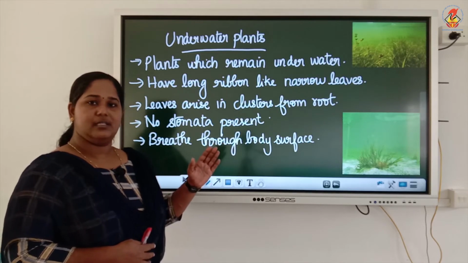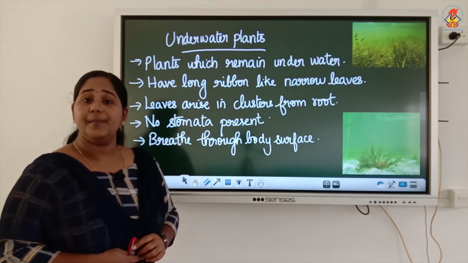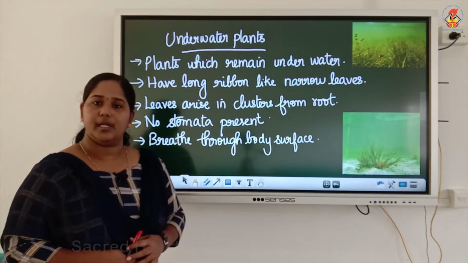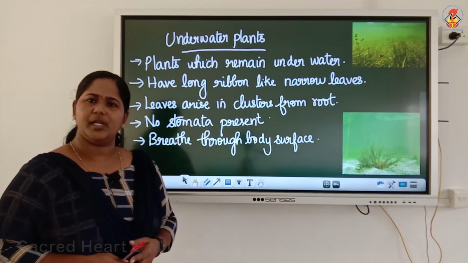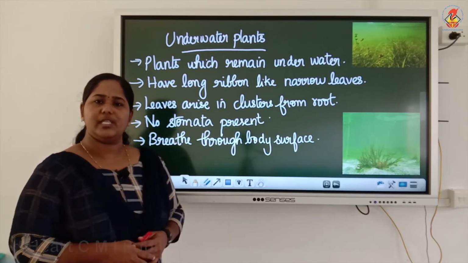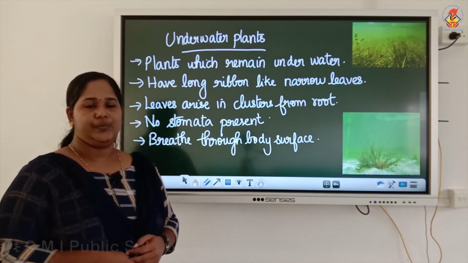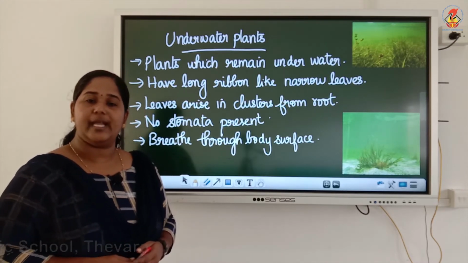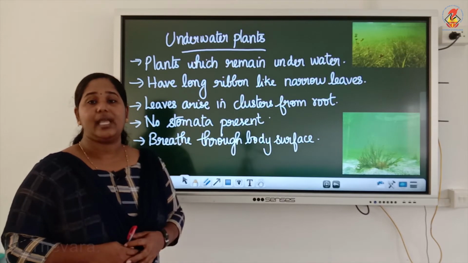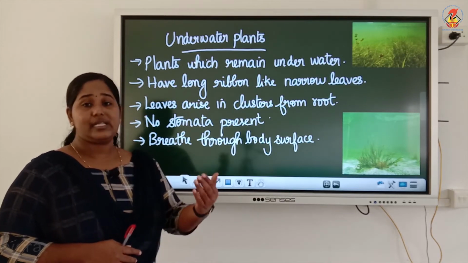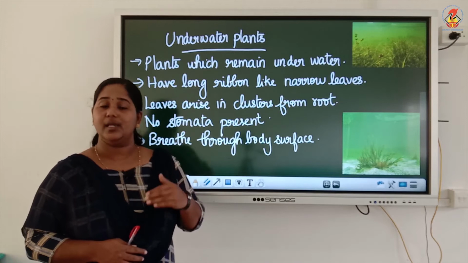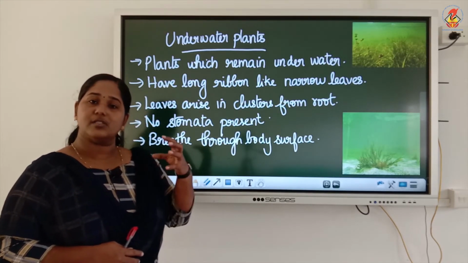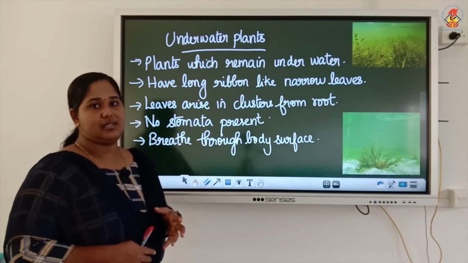These plants also do one more important thing. They help to clean the water body. How do they clean the water body? Do they go and pick up all the waste from the water? No. They clean the water body by removing carbon dioxide breathed out by aquatic animals. Aquatic animals take in oxygen from water and give out carbon dioxide into water. So this carbon dioxide is removed by the aquatic plants.